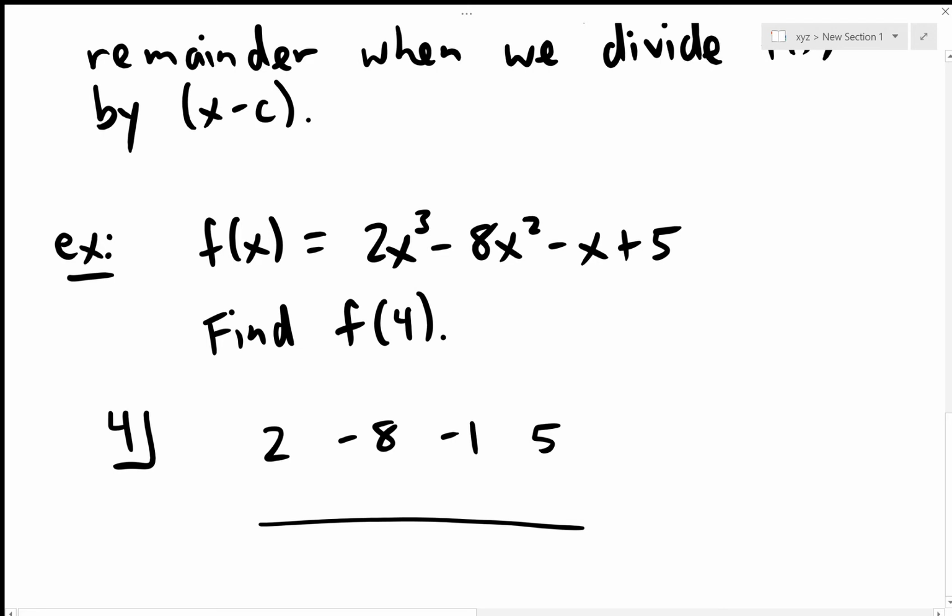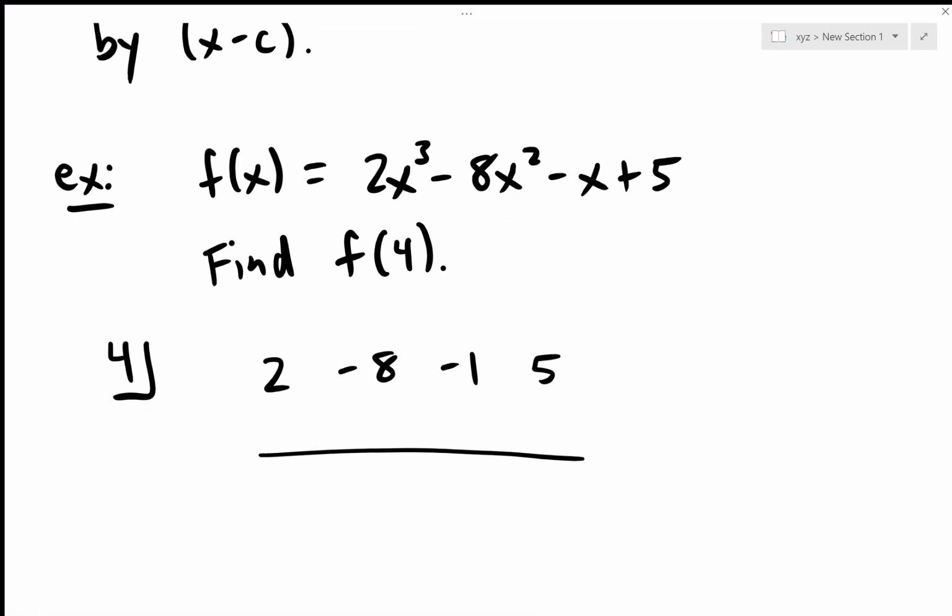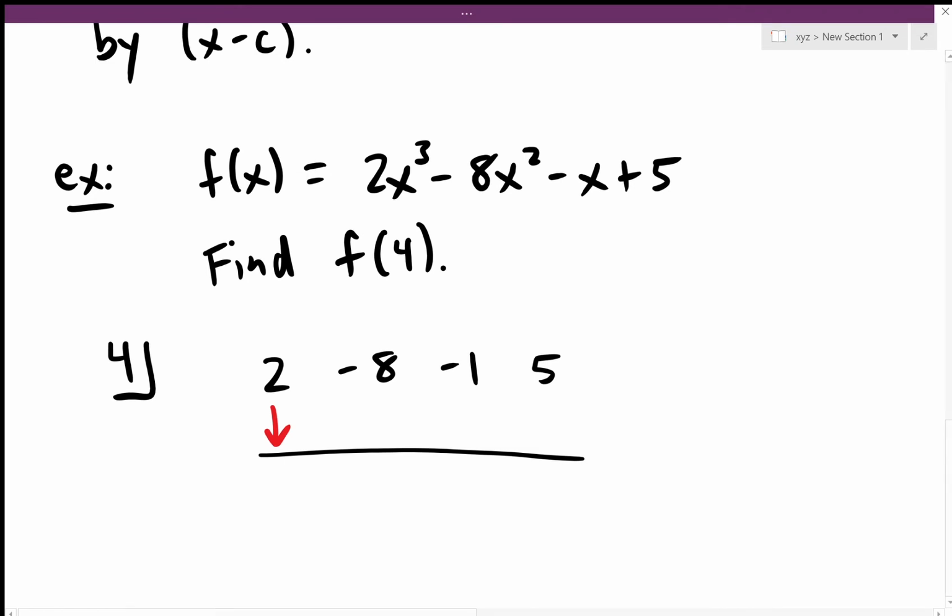So we go through the ordinary synthetic division process, but really all we're interested in here is what the remainder turns out to be, because that will be the value of f of 4.